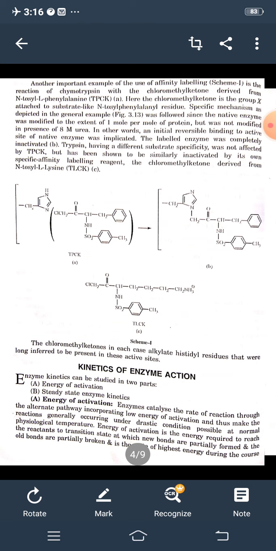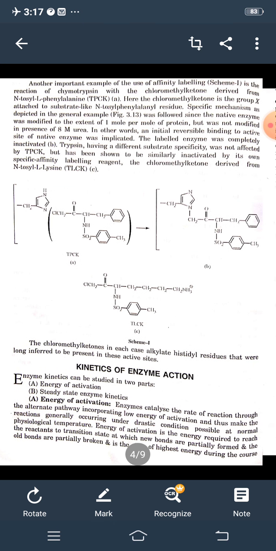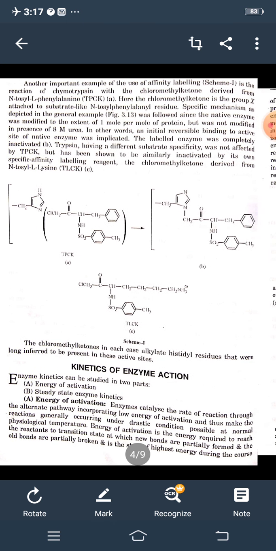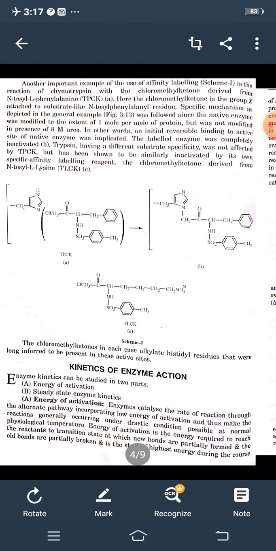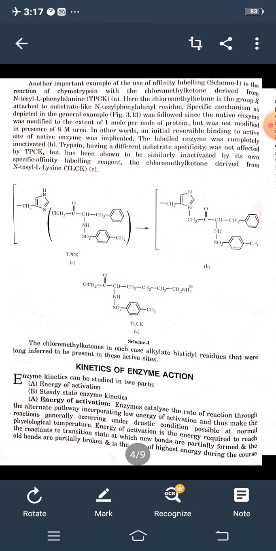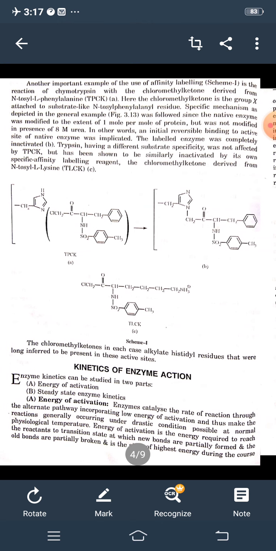Simply, energy of activation is denoted by EA. It is the minimum energy required to convert reactants into products. Enzyme catalyzes the rate of reaction through an alternate pathway, incorporating a low energy of activation, and thus makes a reaction generally occurring under drastic conditions possible at normal physiological temperature.